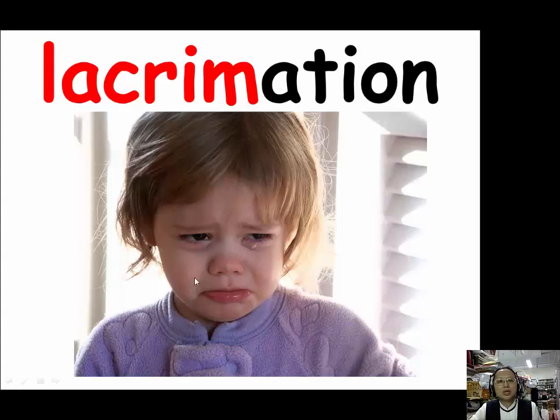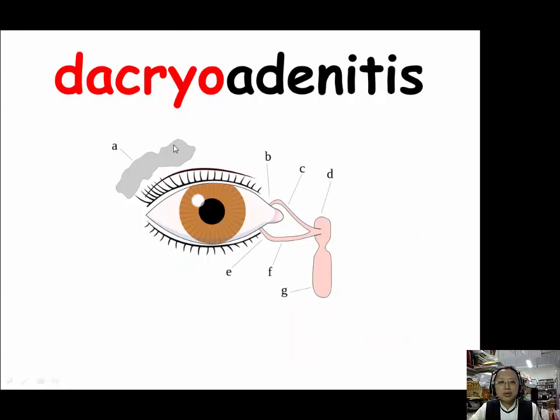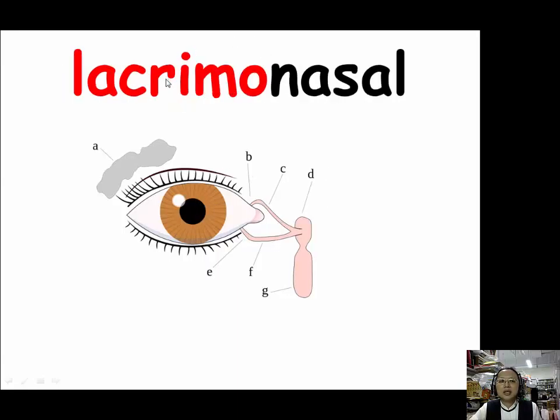Like in this picture, the baby is crying. She is having lacrimation. And for dacryo, our example is dacryoadenitis. Dacryoadenitis is inflammation of the lacrimal gland, which is this part. And there is one more example for lacrimo, which is lacrimonasal.